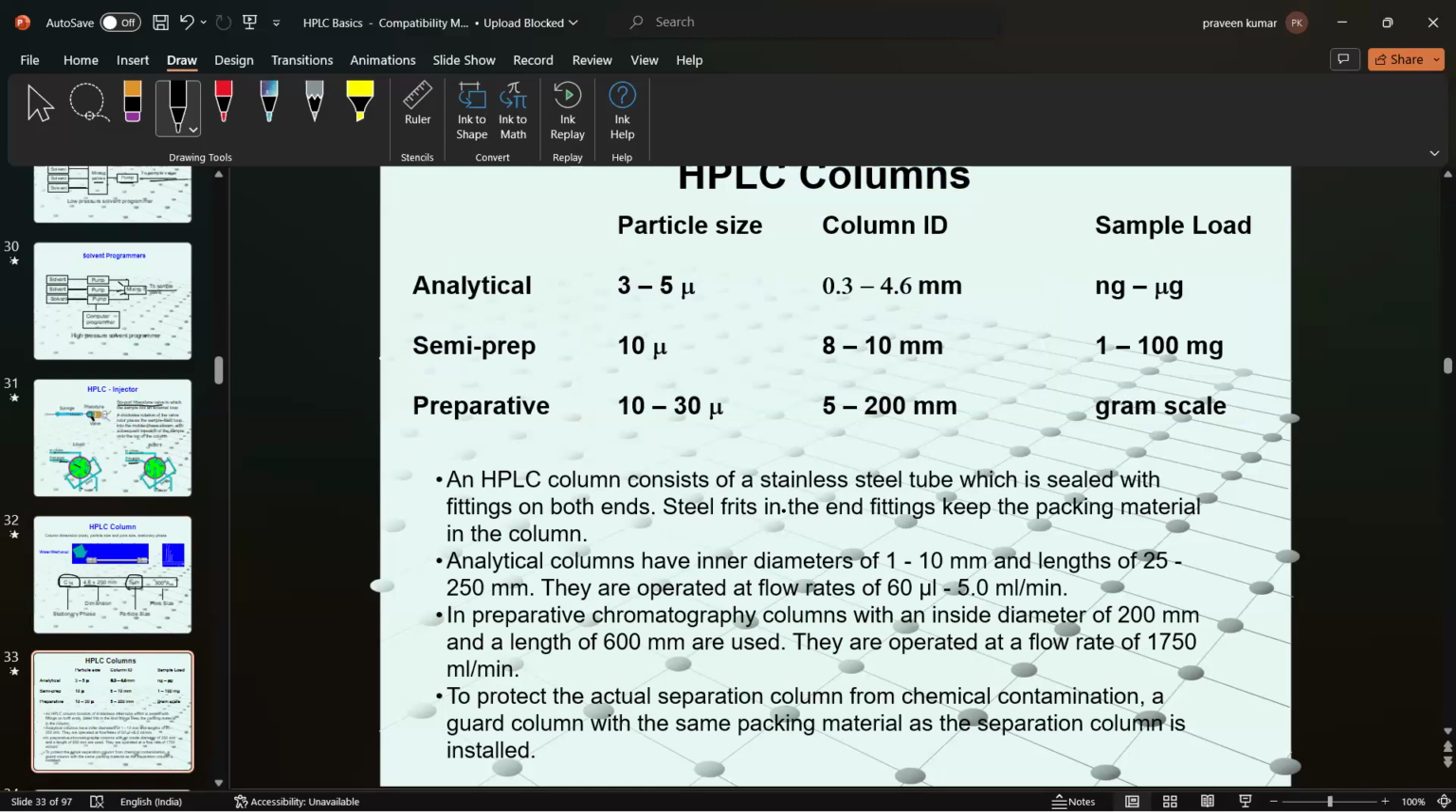The HPLC column is made up of a stainless steel tube, which is sealed with fittings on both sides. The steel end fittings keep the packing material in the column. The packing material present in the column is held to the column walls by using steel frits, which keep the stationary phase adhered to the column wall.